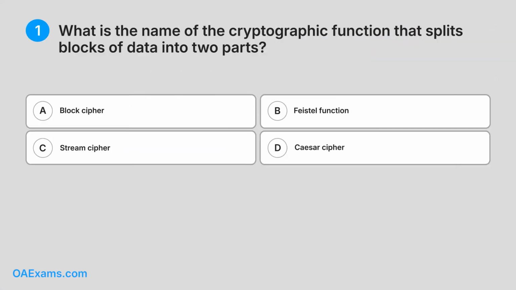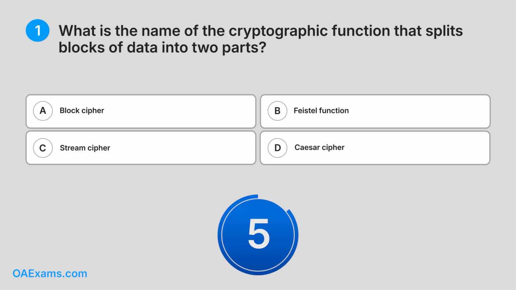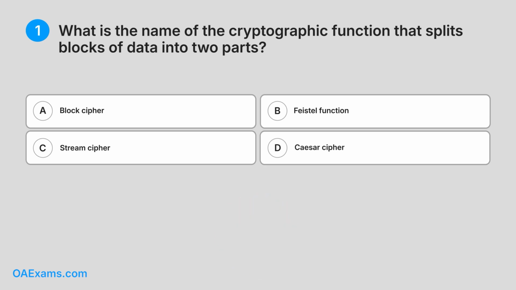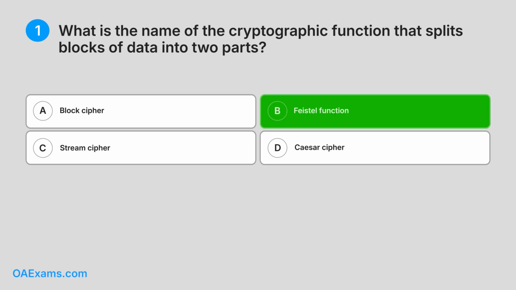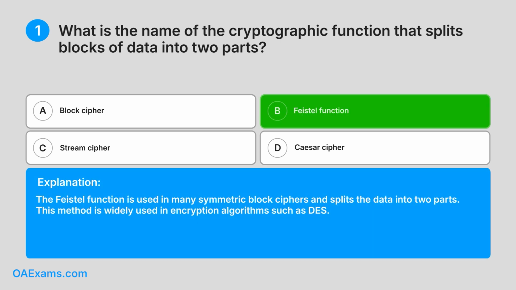1. What is the name of the cryptographic function that splits blocks of data into two parts? A. Block cipher. B. Feistel function. C. Stream cipher. D. Caesar cipher. What do you think is the answer? Correct answer: B. Feistel function. Explanation: The Feistel function is used in many symmetric block ciphers and splits the data into two parts. This method is widely used in encryption algorithms such as DES.